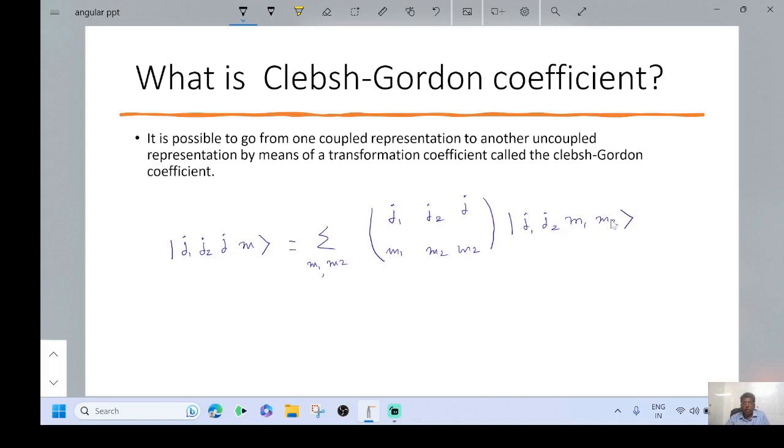M equal to M1 plus M2. J equal to J1 plus J2. See, J comma M. These are all in terms of J1, J2, M1, M2. These are all uncoupled. These are all coupled. We are transforming. We are expressing the coupled representation in terms of some uncoupled representation. For that, we need a coefficient. That coefficient is called the CG coefficient. This is the CG coefficient.